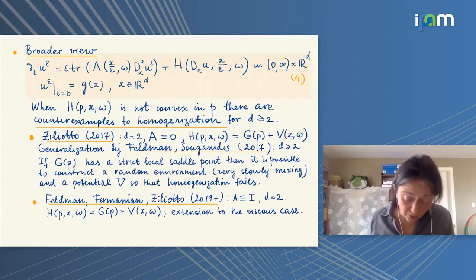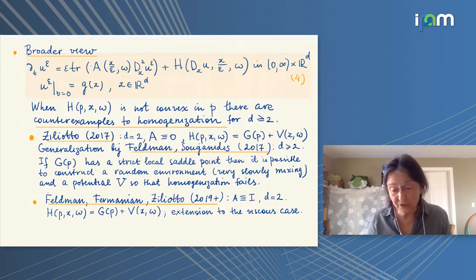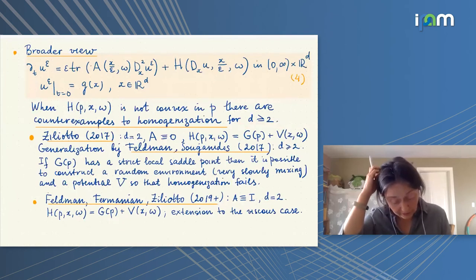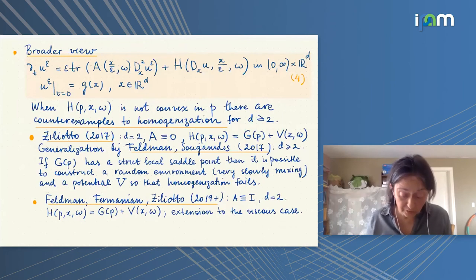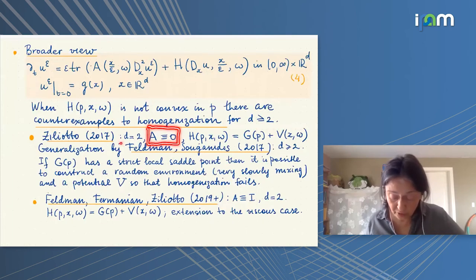When H is not convex in P, there are counterexamples to homogenization, and there are examples where homogenization takes place, for dimensions greater than or equal to 2. So counterexamples to homogenization go back. The first one was actually constructed, I think, in December, at least I saw it in December 2015. Well, it was published later, constructed by Ziliotta. It's for the inviscid case where A is identically 0, dimension 2.